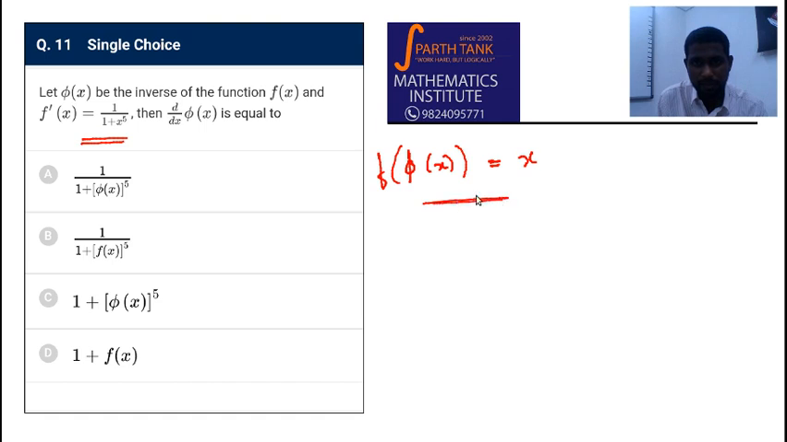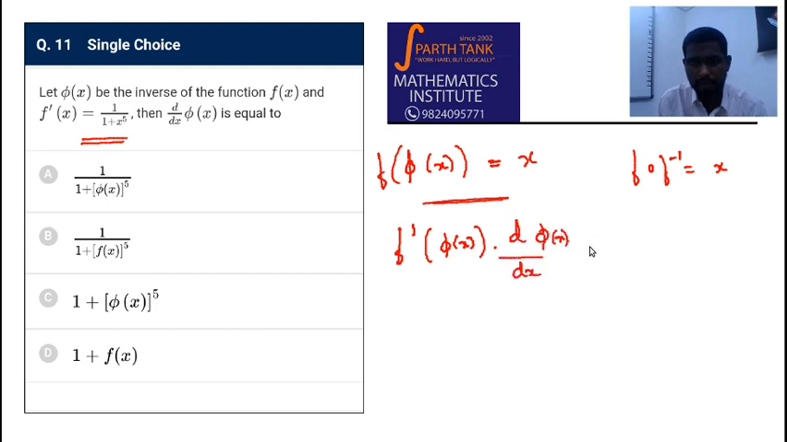Now we have this equation which is given because they have said phi is the inverse function of f, right? What we have written is just f of f inverse is equal to x basically. So f of phi of x is equal to x. Now if I have to differentiate this on both sides with respect to x, I get f dash of phi of x into the derivative of phi of x by dx is equal to 1, or d phi of x by dx, which is what we need, is equal to 1 by f dash of phi x.